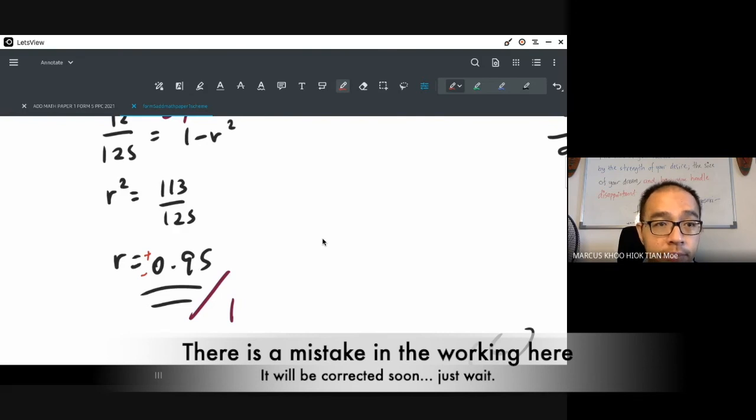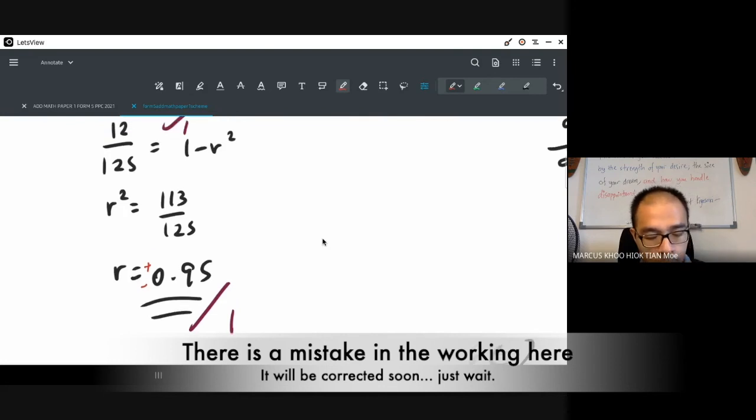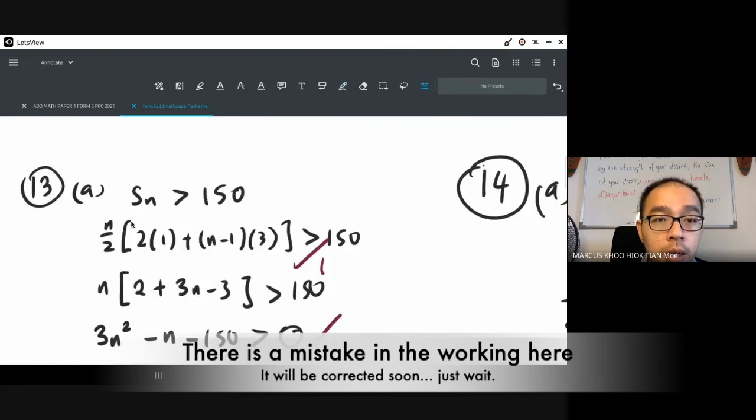I'm fine with it. Totally as it is. Not a problem at all. Although by right it's supposed to be plus minus, because it's squared. So when you square root, it's supposed to be plus minus. But if you just give me the positive value, I will accept the answer as it is.